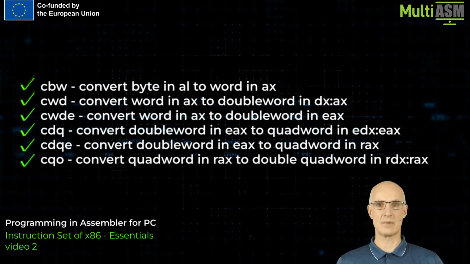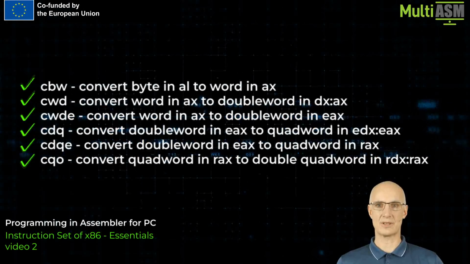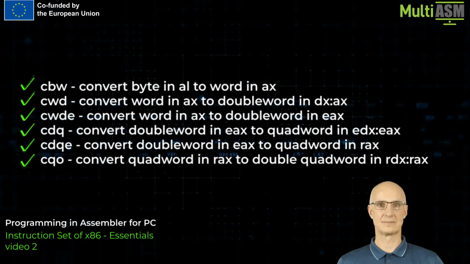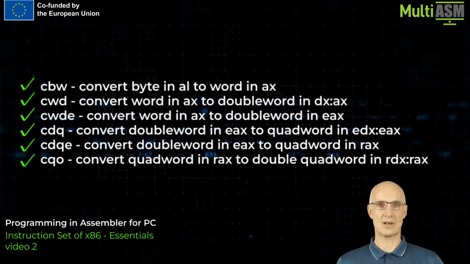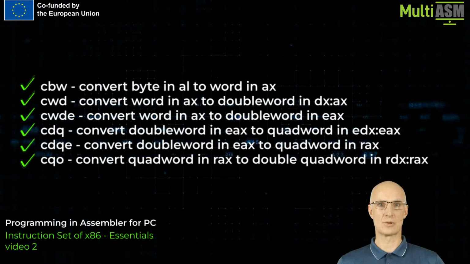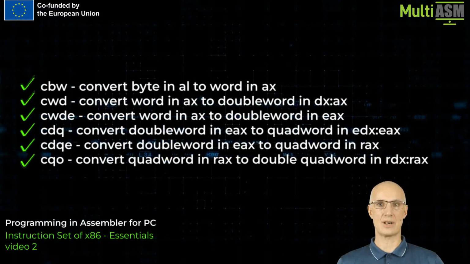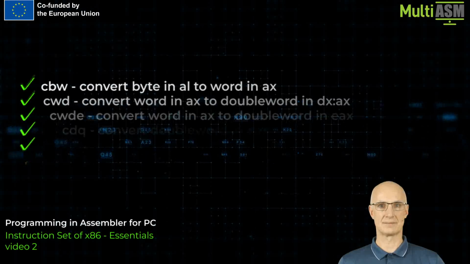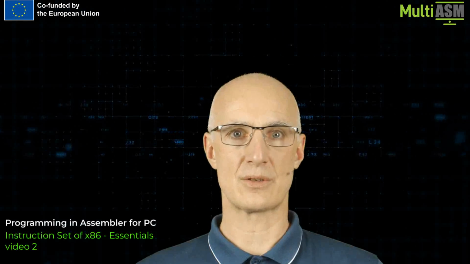CDQE converts a double word in EAX to a quad word in RAX. CQO converts a quad word in RAX to a double quad word in the pair of registers RDX and RAX. There are also more universal instructions which are not limited to operation on the accumulator and copy and extend data at the same time.